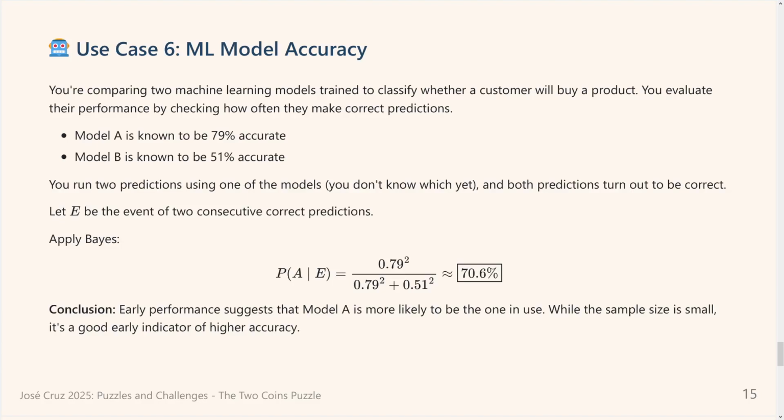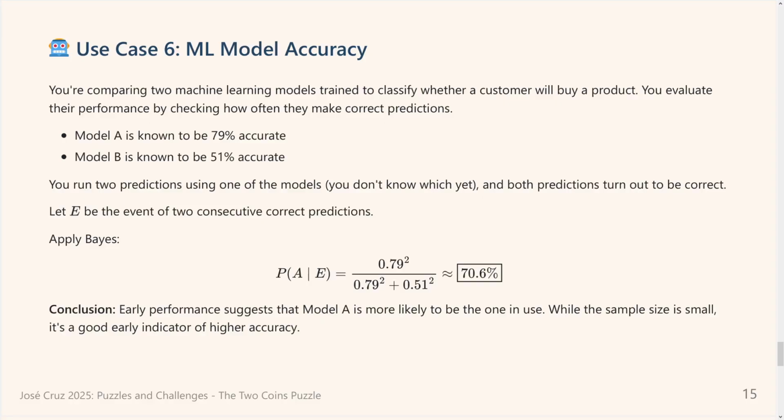Let's say like this. Machine learning model accuracy really uses Bayes' theorem. You're comparing 2 machine learning models, again trained to classify whether a customer will buy a product. And I worked in a bank that had a system like that. It was about credits in a bank, and it could even guess what would be the best rate to ask of the customer. So evaluate their performance by checking how often they make correct predictions. And model A is known to be 79% accurate, so model A can guess if the customer will buy the product or not. And model B can reach 51%.